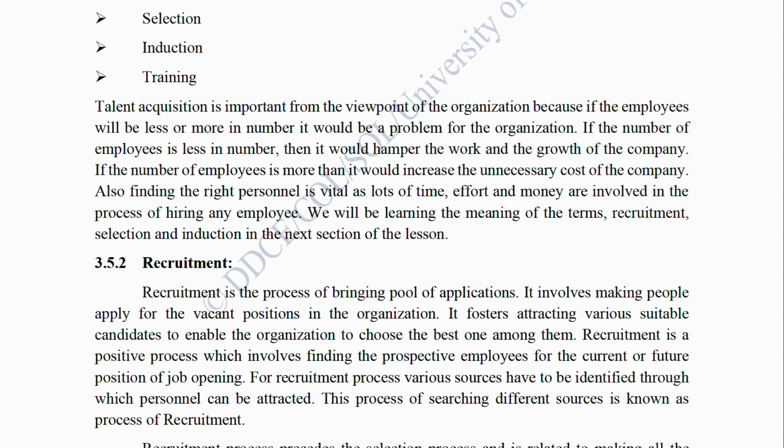Talent acquisition is important from the viewpoint of the organization because if the employees are fewer or more in number, it would be a problem for the organization. If the number of employees is less, then it would hamper the work and the growth of the company. If the number of employees is more, then it would increase the unnecessary cost of the company. Also, finding the right personnel is vital as a lot of time, effort and money are involved in the process of hiring any employee. We will be learning the meaning of the terms recruitment, selection and induction in the next section of the lesson.